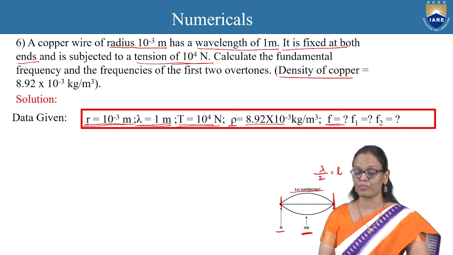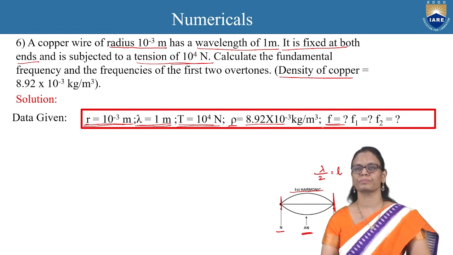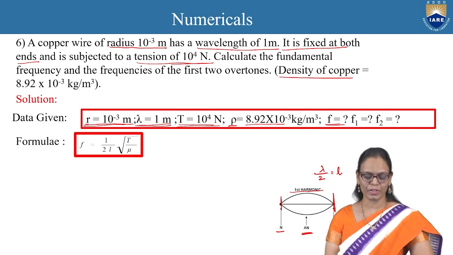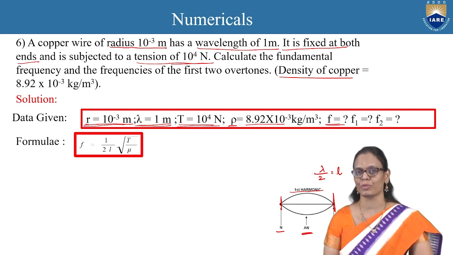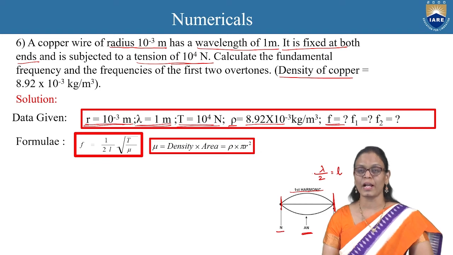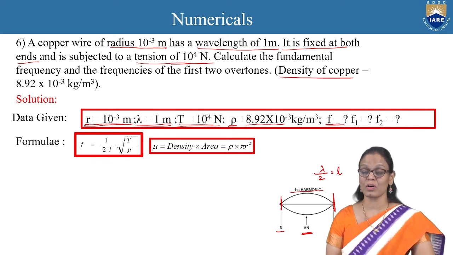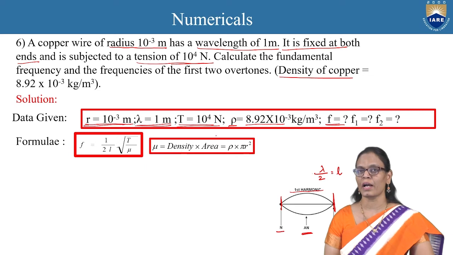First we have to find F1. If we call the fundamental F, the second frequency or the first overtone will be F1 and the second overtone will be F2. The formula we are going to use is the same: F is equal to 1 by 2L under root T by mu. And mu is not given directly because the density and the radius are given. We can calculate it using the formula density into area, that is rho into pi r square.